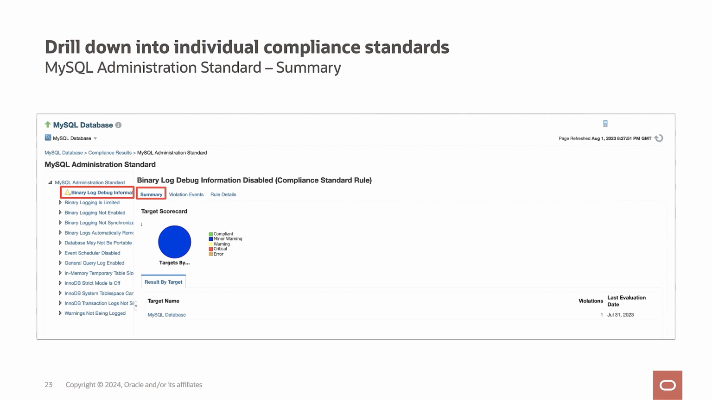Here's a drill down into the administration standard for the previous MySQL database. You can view a quick summary of the violation. According to the summary, there is one minor warning violation related to the binary log debug information rule. You can access a list of all the other rules that exist within the standard, but notice that the binary log debug information rule is flagged with a caution icon to indicate that it has a violation.